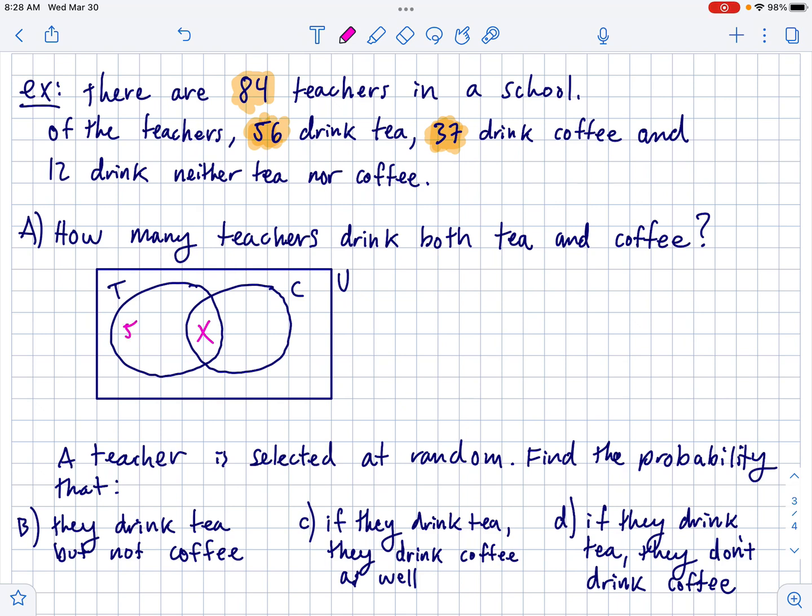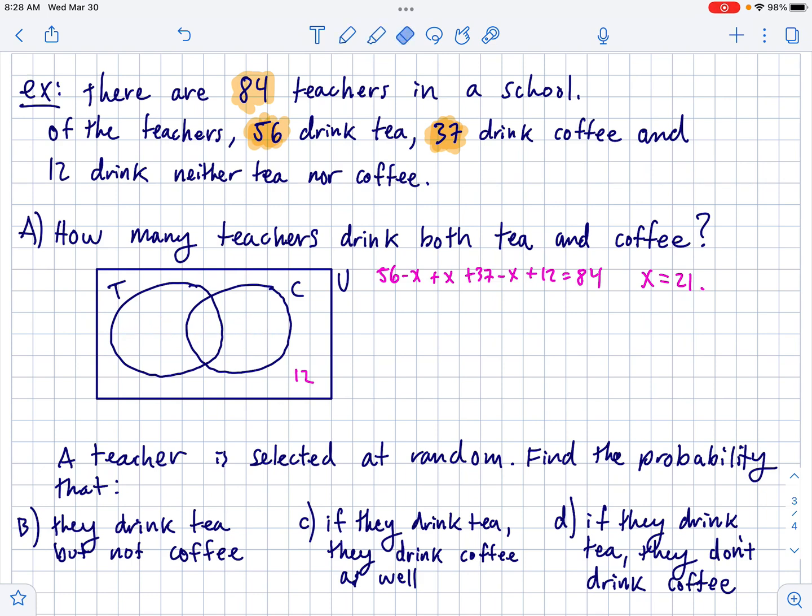So the way the book does it is they say, well, let those people in the middle be X. Then the tea drinkers are 56, so this area is going to be 56 minus X, and the coffee drinkers are 37, so this will be 37 minus X. And then there's 12 people on the outside that aren't drinking tea or coffee. We know all of those have to add to 84, so you can do 56 minus X plus 37 minus X plus 12 is equal to 84, and then solve for X and get X is equal to 21.